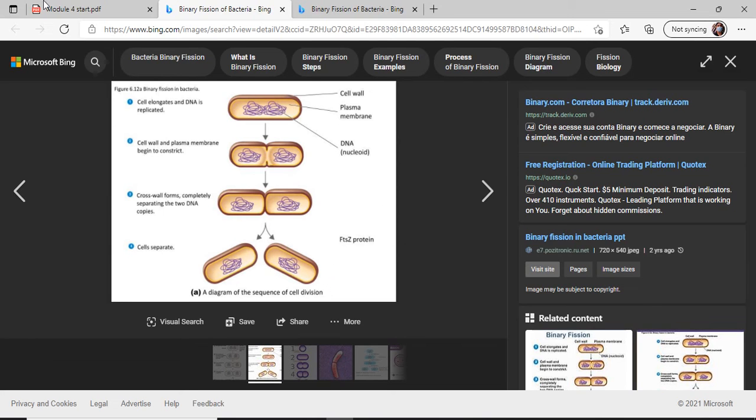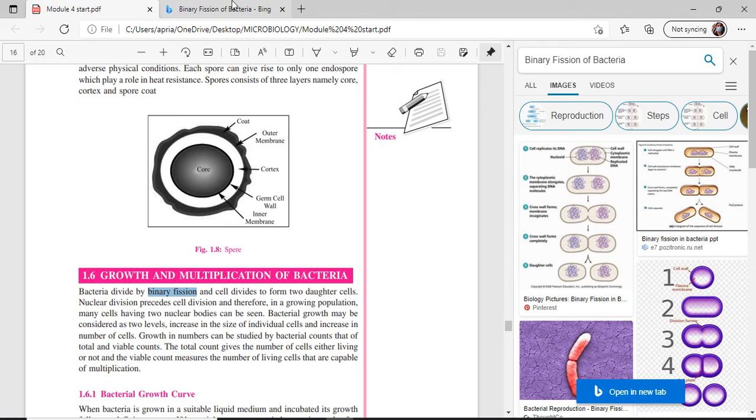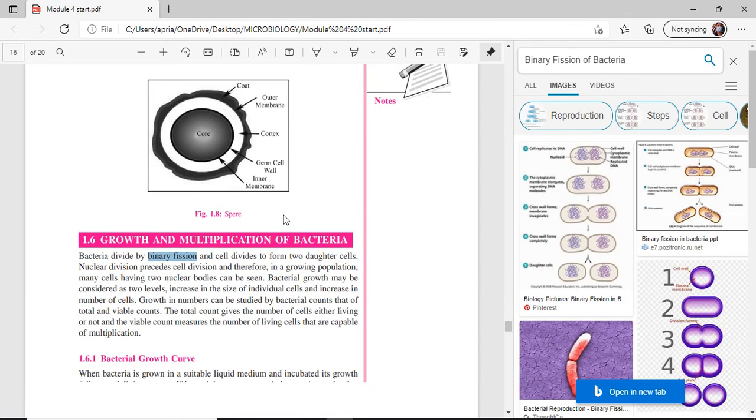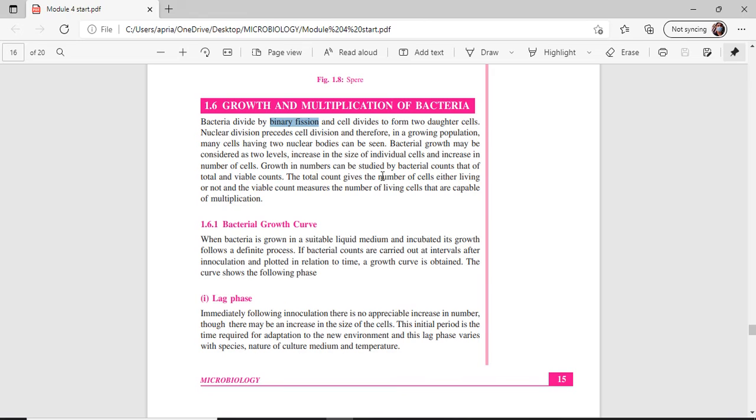Una, ang binary fission. Fission, many cells, tooth, nuclear, and can be seen. Bacterial growth may be considered as a two-level increase in the size of individual cells and increase in numbers of cells. Growth in numbers can be studied by bacterial count that of a total and viable count. The total count gives the number of cells either living or not. The viable count measures the number of living cells that are capable of your multiplication.